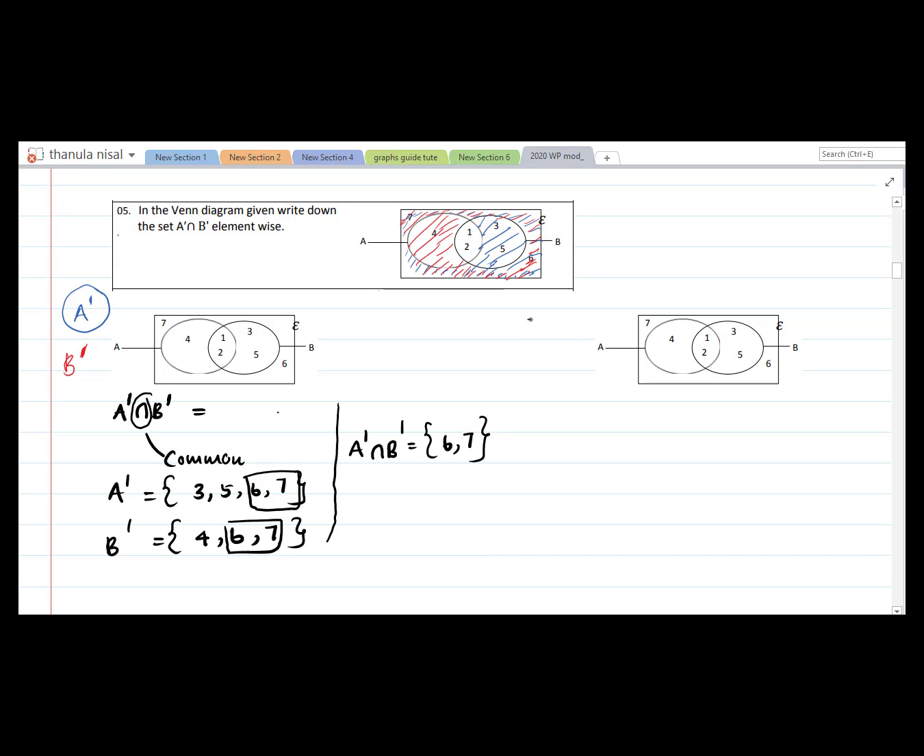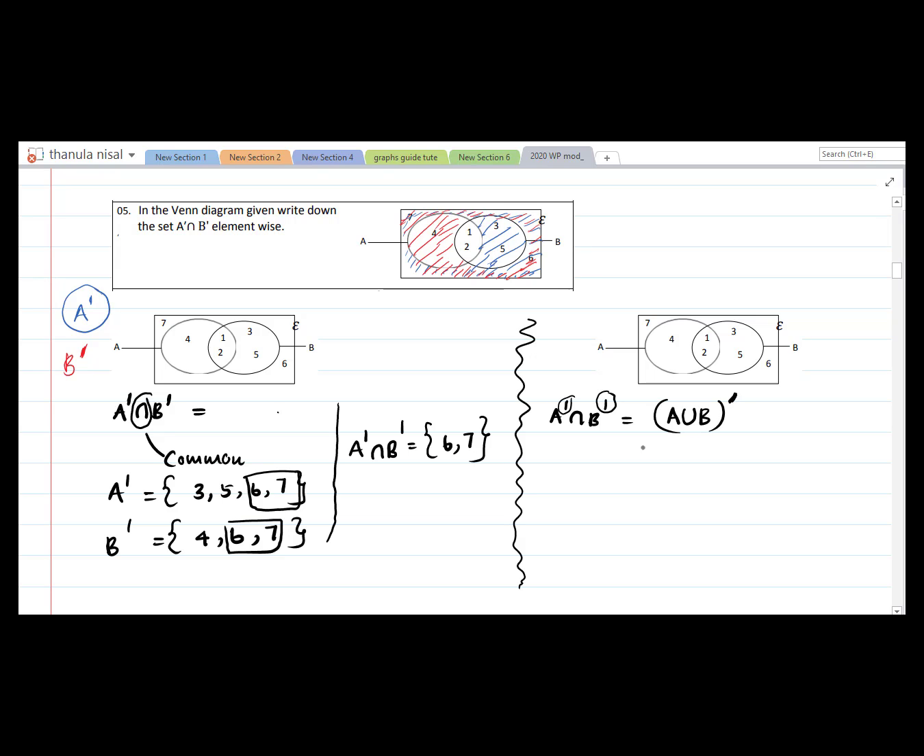Okay. Now using another method, I'm going to find that. So how to do that? I'm going to rearrange this notation using De Morgan's theorem. That is, if there are two dashes, what we can do? Just change the symbol. Here you can see intersection, then change it to union. Take the entire term and take its inverse.